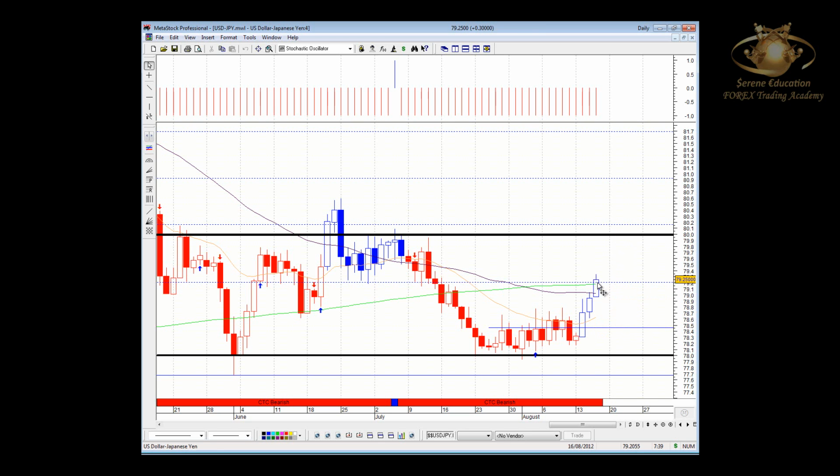So wait for a close of this candle, wait for price to close higher here on an hourly chart, and we should see support being found here. Otherwise we can forward price to see 80 being targeted.